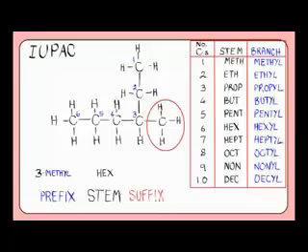Finally, we can apply a suffix. Our compound is an alkane, and so has the suffix ane. Our compound is 3-methyl-hexane.